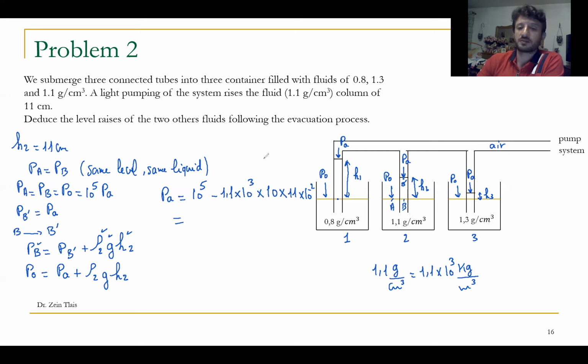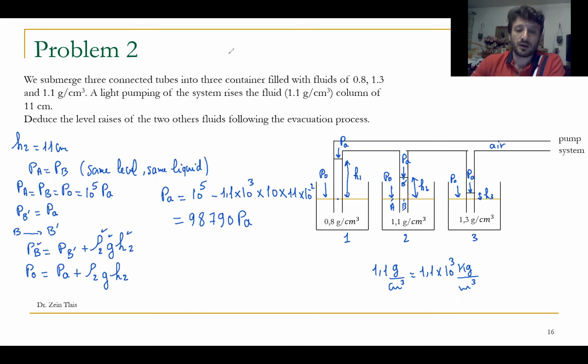We can calculate PA. You know, PA is the pressure applied by the pump system. We get about 98,790 Pascal. This is PA. Now we can use this PA for the first one and for the third one to calculate H1 and H3.